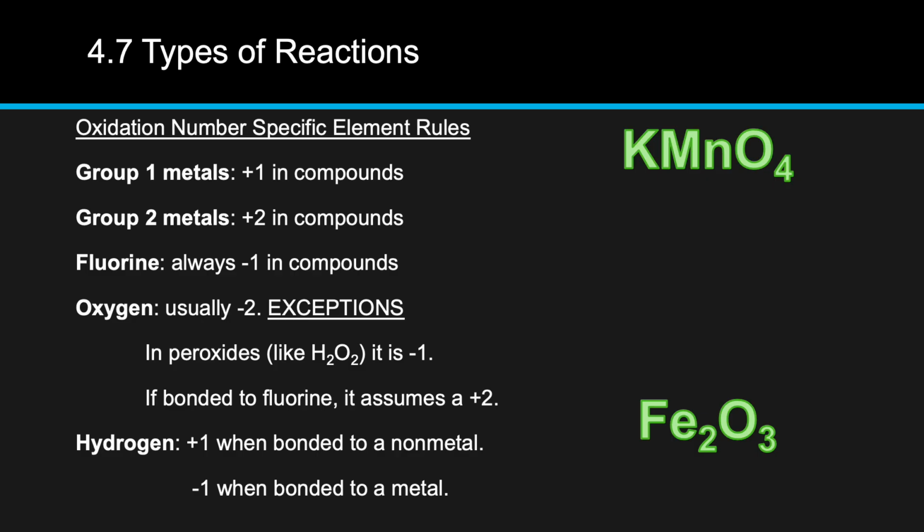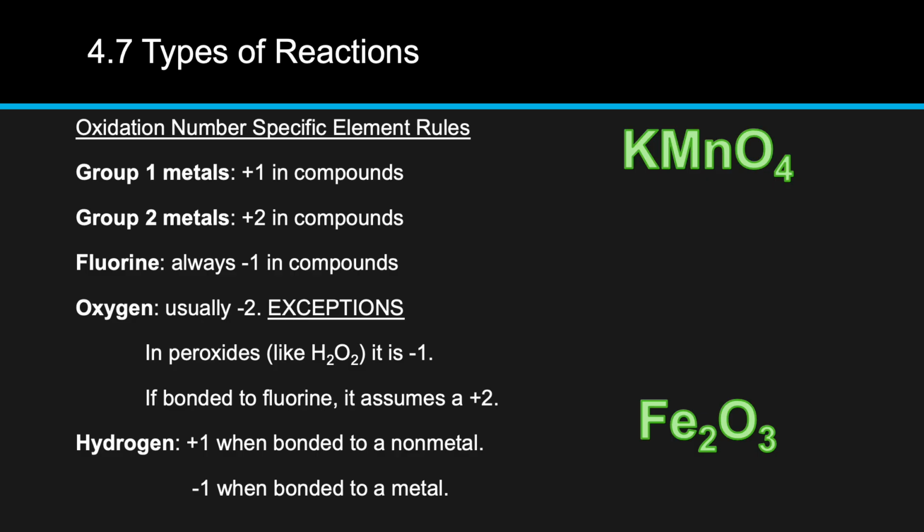And then hydrogen can either be a +1 or a -1 oxidation number. It depends on what is more electronegative. Typically, with AP chemistry, we are bonding hydrogen with a nonmetal, so it's going to have a +1 oxidation number, but if it is bonded to a metal, then it's going to have a -1 oxidation number. So now that we know those rules, let's go ahead and do 2 practice problems.